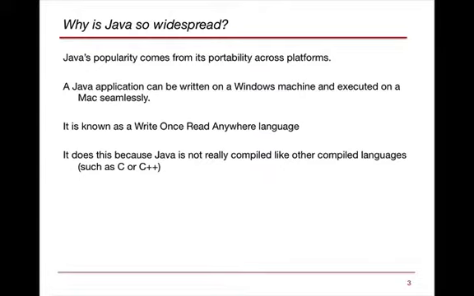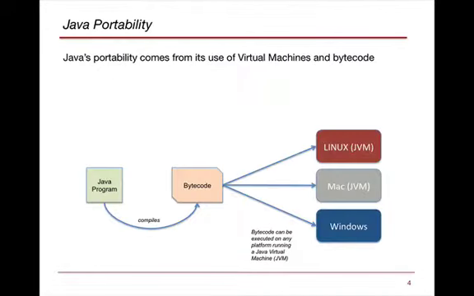And it does this because Java is not really compiled like other programming languages. In other programming languages, you compile the code, and it uses libraries that are specific to the chipset of that code. Well, that doesn't really occur in Java because of the use of what are called virtual machines, which sit on top of the actual hardware.